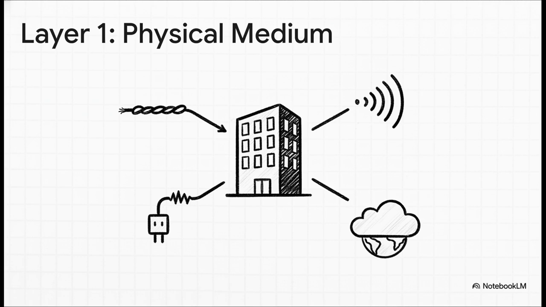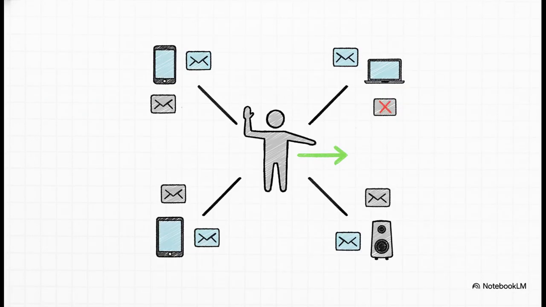So if Layer 1 gives us the road, then Layer 2 is basically the traffic cop. Its whole job is to manage who gets to talk and when. And this is absolutely crucial, because you can't have all the devices shouting at once. This layer makes sure all the messages are sent and received in a really orderly way.